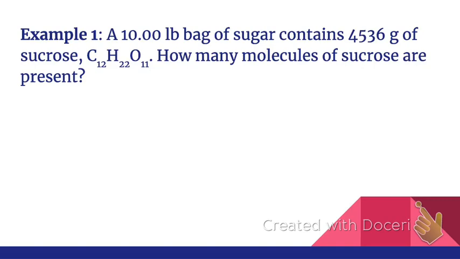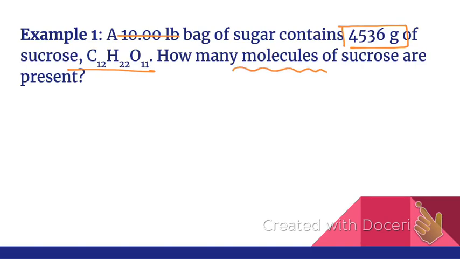It contains 4,536 grams of sucrose. Chemically, sugar, like table salt is sodium chloride, is made of sucrose, C12H22O11. It asks how many molecules are present. The first thing is that 10 pounds is irrelevant information. It's not necessary for solving the problem. What we do need is our given, the mass. We're starting with grams of sucrose, and they want to know how many molecules.